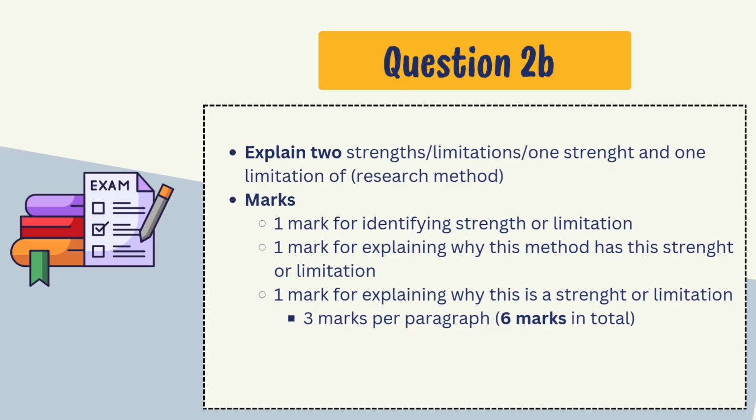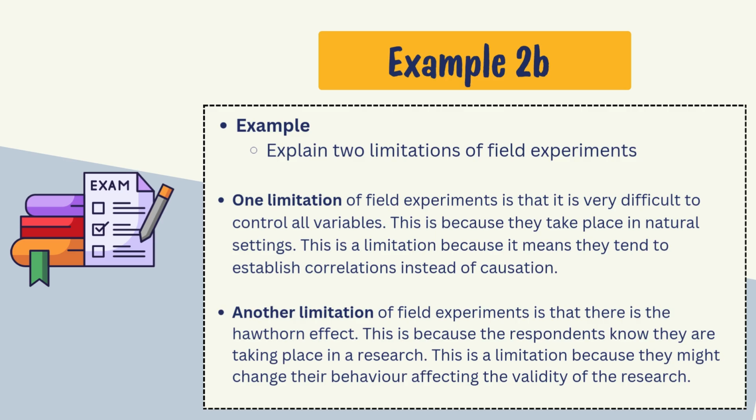Again, you could do a whole paragraph for this, but generally I would recommend to separate, so have 3 lines and 3 lines, one for each strength or limitation. It's just much clearer for the examiner to mark. So my example, for the question explain two limitations of field experiments: one limitation of field experiments is that it's very difficult to control all variables. This is because they take place in natural settings. This is a limitation because it means they tend to establish correlations instead of causation.